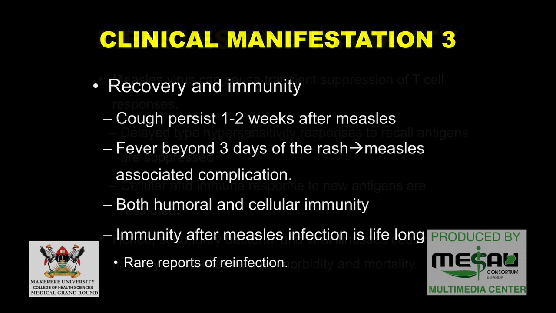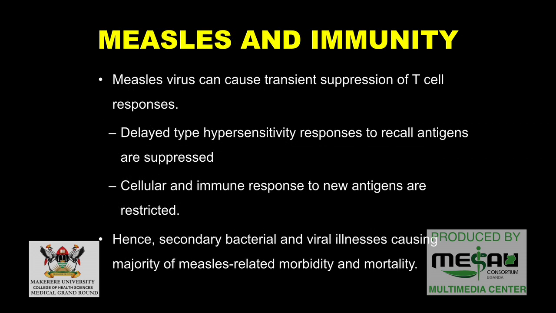Measles and immunity: the measles virus can cause a transient suppression of T-cell responses. It affects both humoral and cellular immunity, but significantly it affects the T-cells, particularly the CD4s and the T helper 1 cells, and that's why we can get a delayed type hypersensitivity response to recall antigens when a patient has measles virus infection. Also, the cellular immune response to new antigens is restricted, and that's the reason why we get all these measles complications that you're going to see in the slides that are coming.